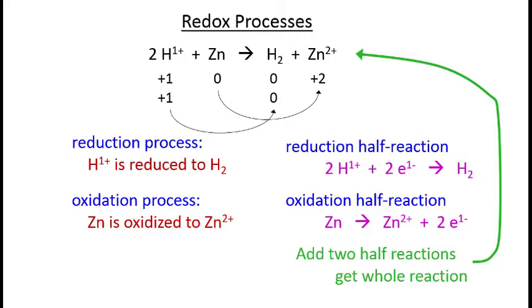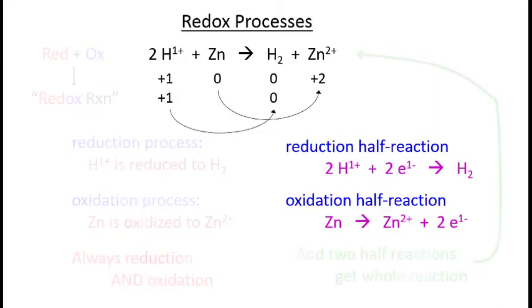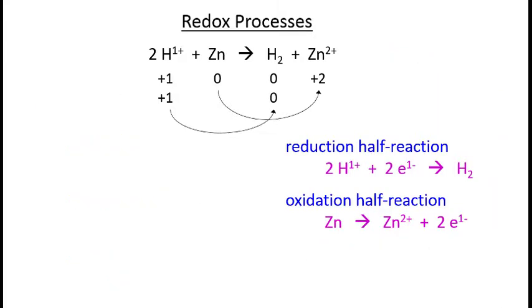We should note that there will always be a reduction and an oxidation in an electron transfer process, because somebody gains and somebody loses electrons. And since we have a reduction and an oxidation, these reactions are usually called redox reactions. One further piece of language regarding these half reactions. The reactant and product in a half reaction are often referred to as a redox couple.